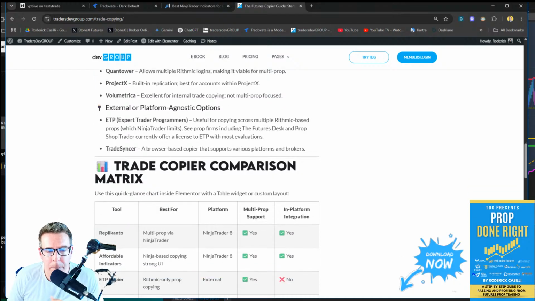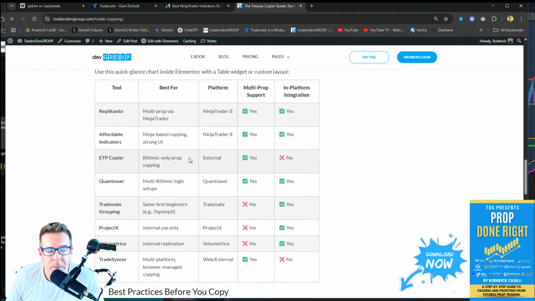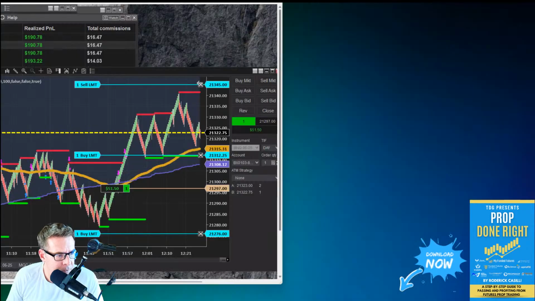External platforms. That would be Extreme Expert Trader Programmers and another one called TradeSyncer. There's actually a couple others as well. I made this matrix. I think I just hit target again here. Hold on. Let's see.